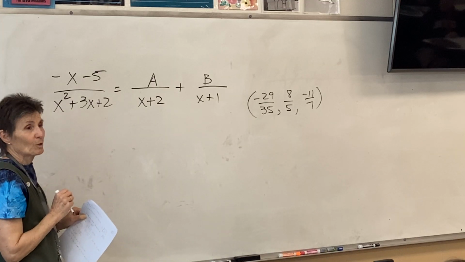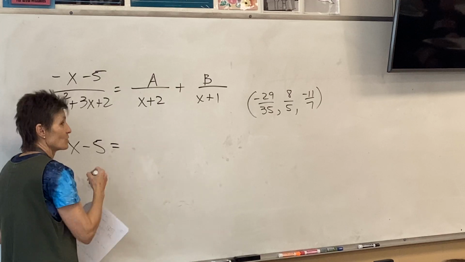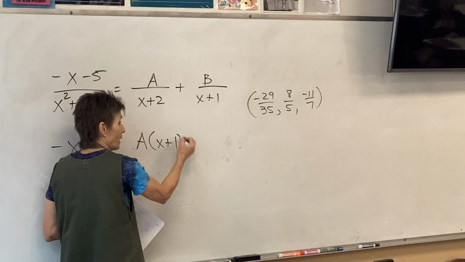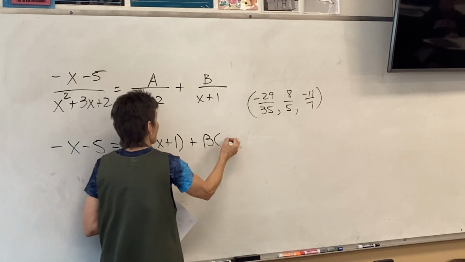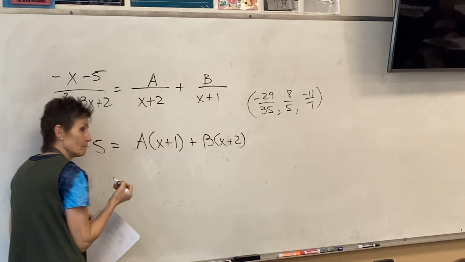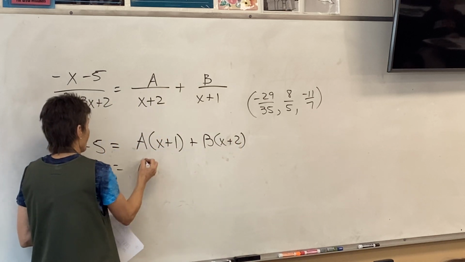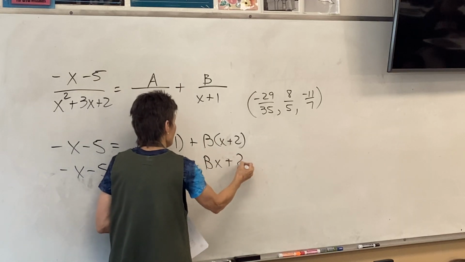Now, what happens now? We're gonna write an equation. Factor out the denominators. So negative x minus 5 is going to equal what? A times x plus 1, B times x plus 2. So ax plus a and bx plus 2b.